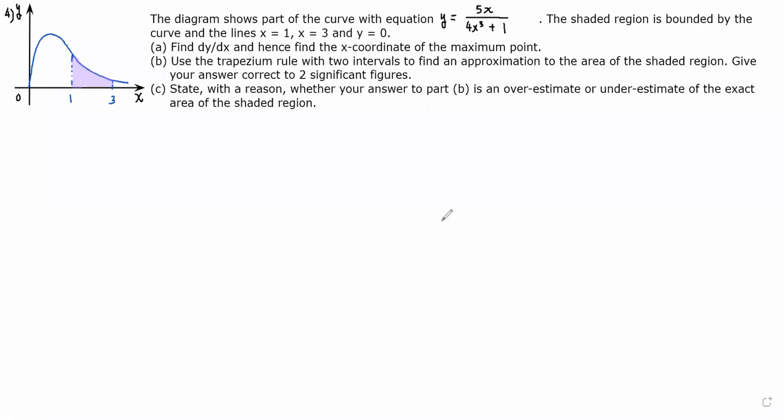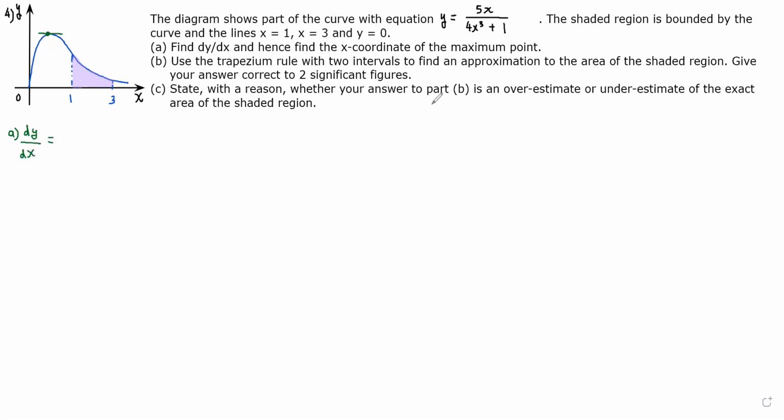The diagram shows part of the curve with equation y equals 5x over 4x cubed plus 1. Part A, we need to find dy/dx and the x coordinate of the maximum point. So this is the maximum point here. At this maximum point, dy/dx is 0. First, we need to find dy/dx.